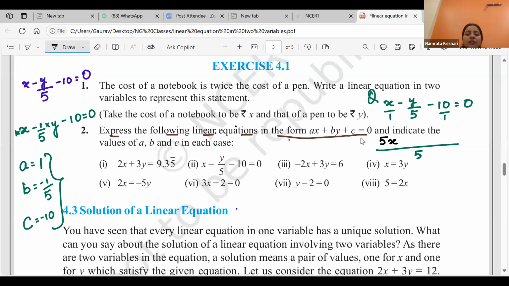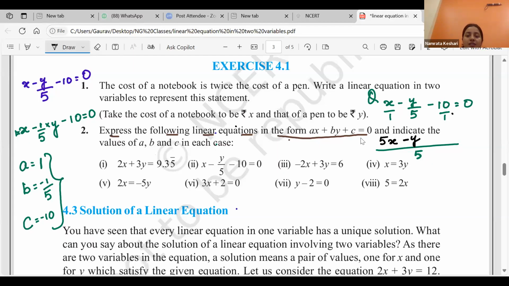Now the second denominator, it was 5. Currently it is 5. Nothing changed. Okay. So 5 ones are 5. 1 you need to multiply in the numerator. Y into 1 will be y only. Getting it? Yes, ma'am. Okay.